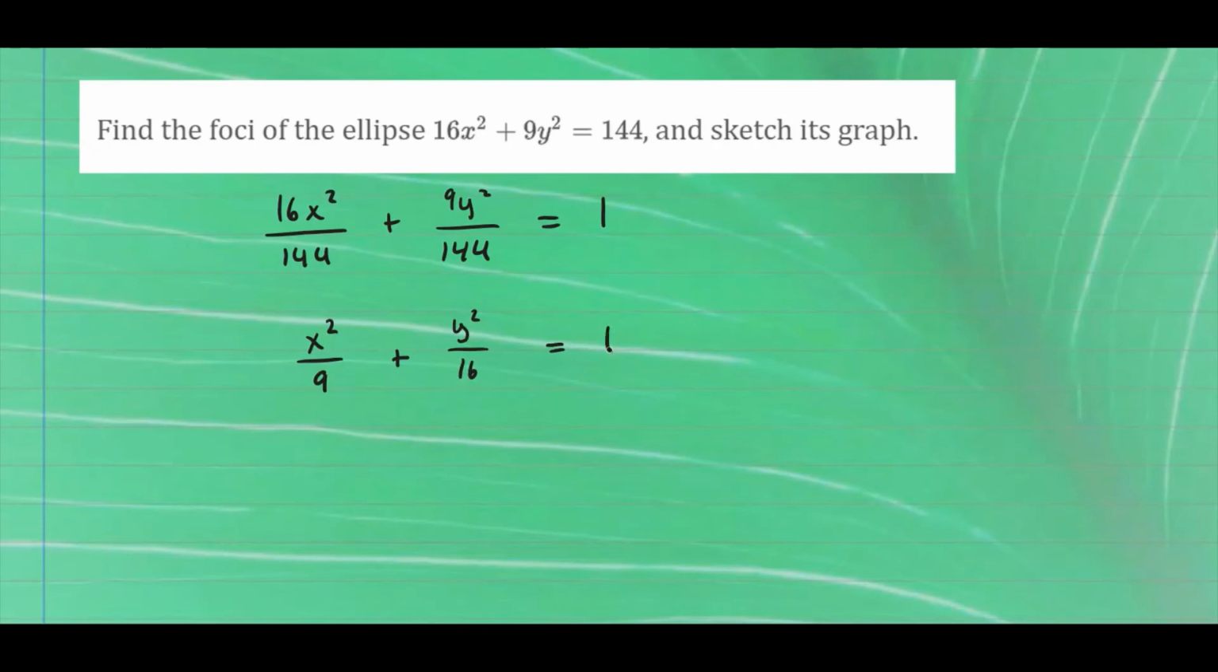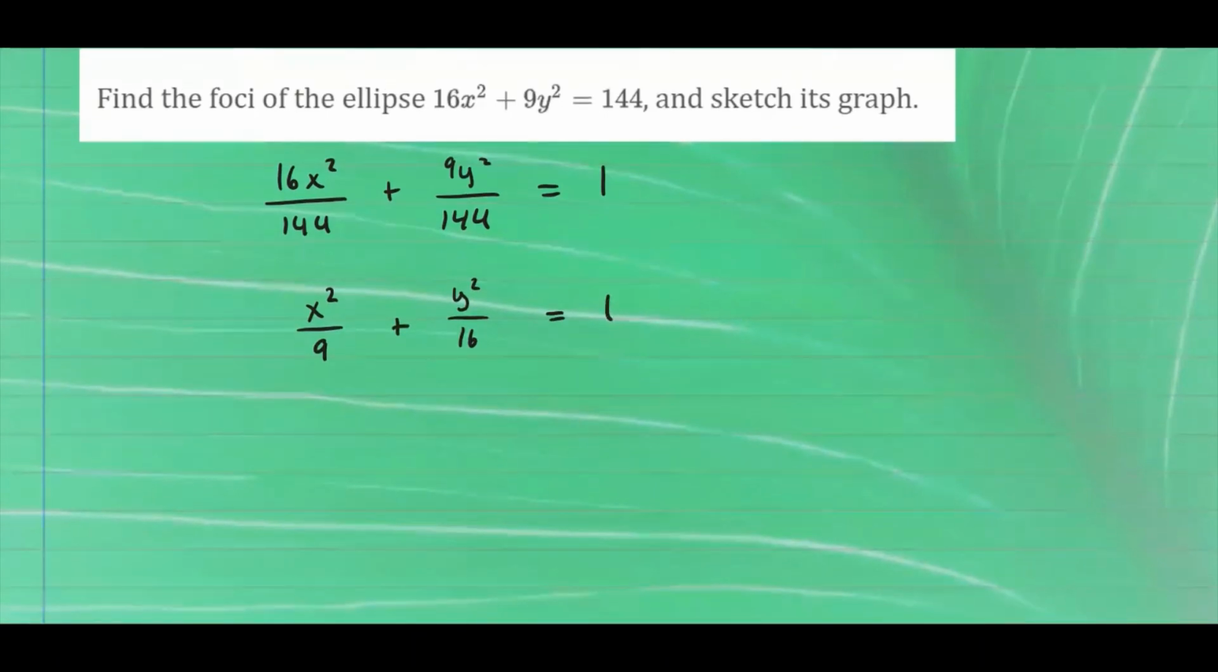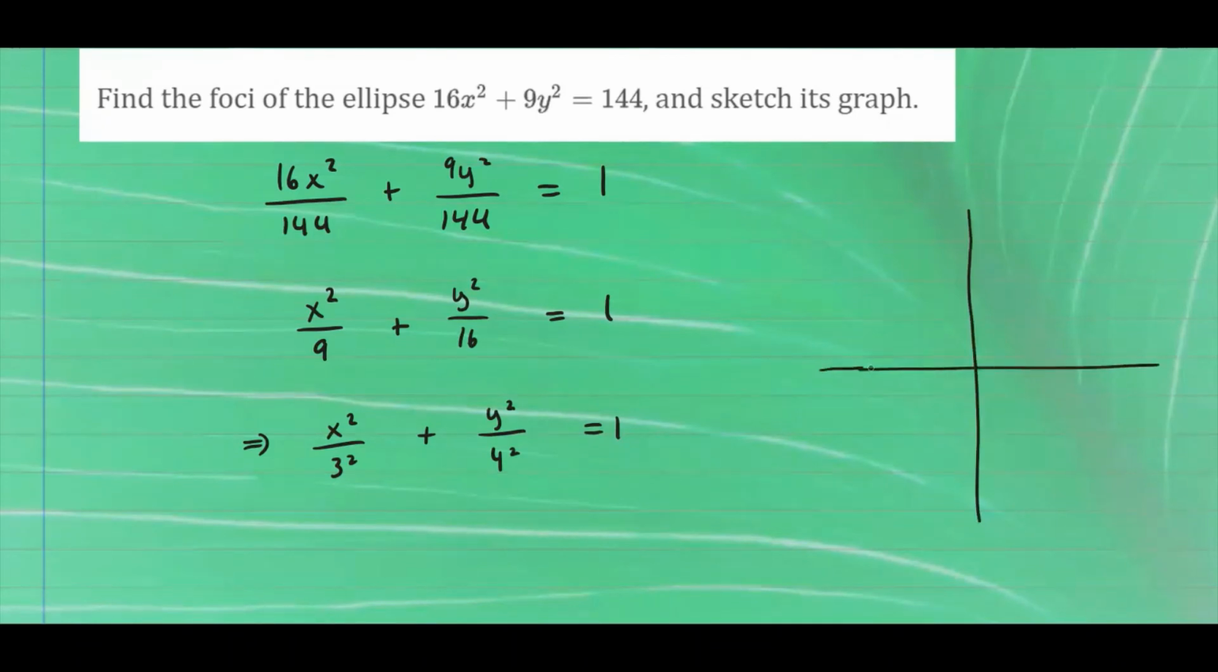Now that is the standard form of an ellipse, center at 0, 0. So now we can go ahead and rewrite these 9 and 16. So you have x squared over 3 squared plus y squared over 4 squared is equal to 1. Now, because the denominator of y squared is greater than the x denominator, that means it's going to be an ellipse along the y-axis. So that will be the major axis since the denominator of y is greater. So if you draw the x and y plane, your major axis is this one because 4 is greater than 3, and your minor axis is this one, the x-axis.